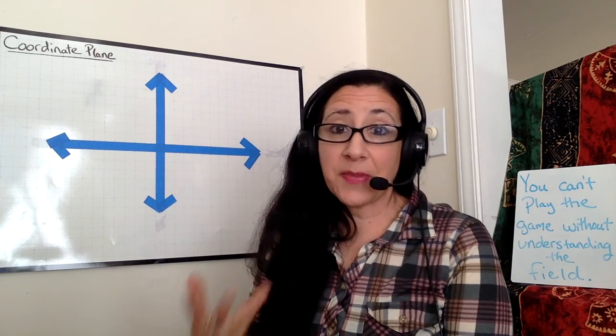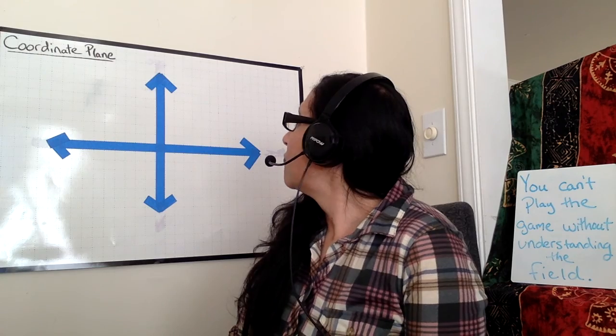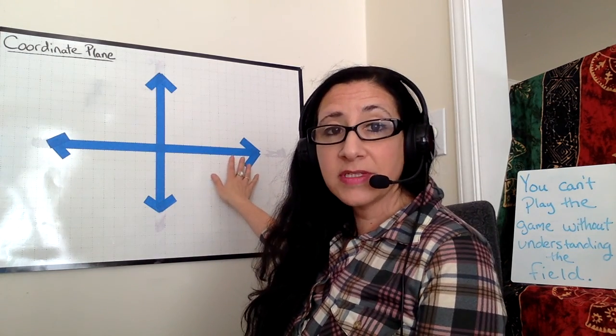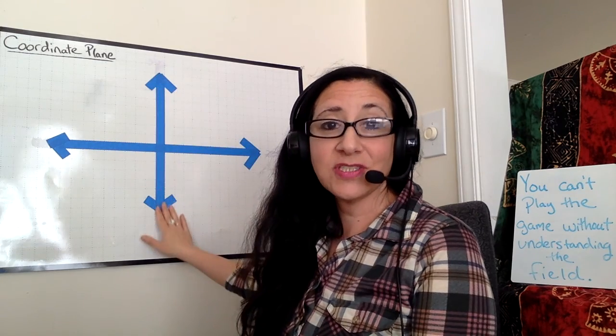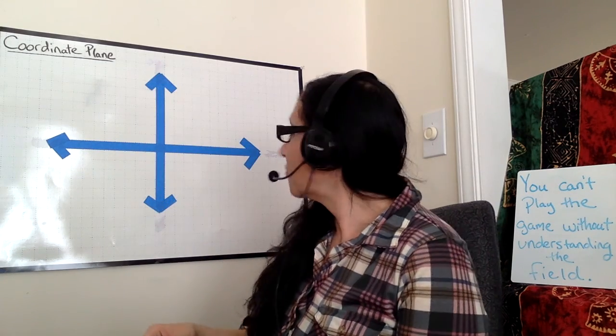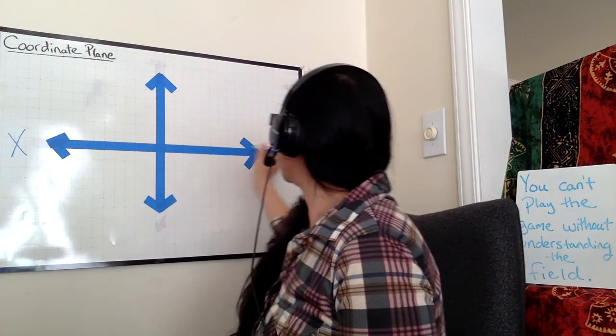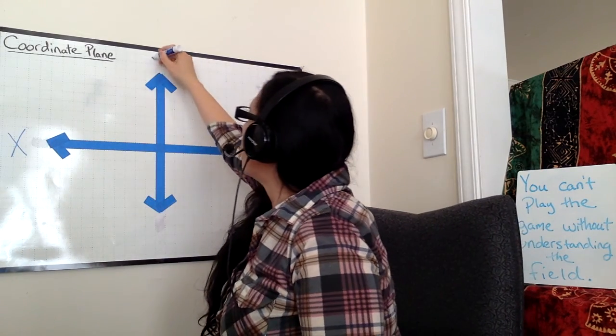So we're going to talk about the parts. First and foremost, we have the x-axis, which goes horizontally, and the y-axis, which is vertical. So we want to mark those. So this is my x-axis, and this is my y-axis.